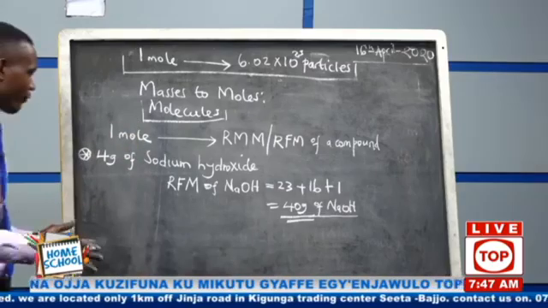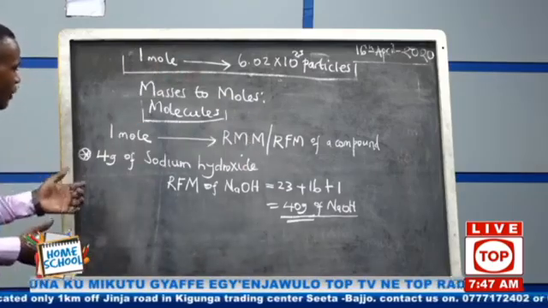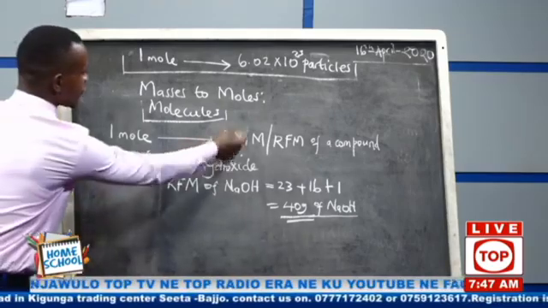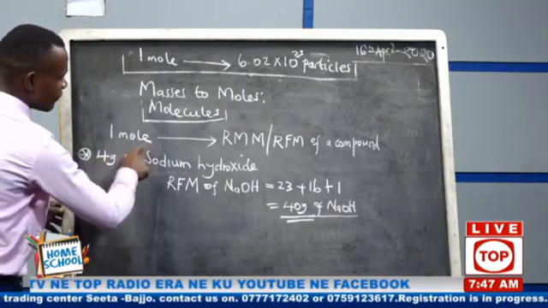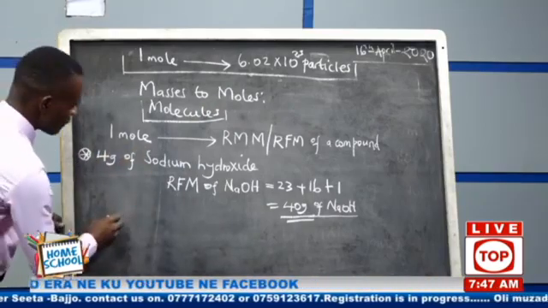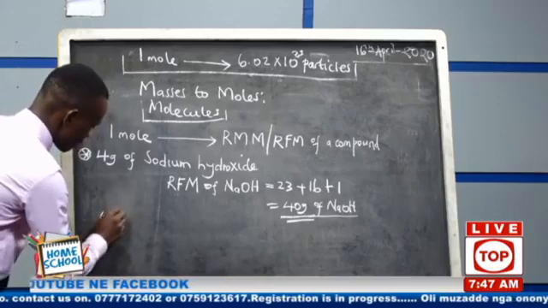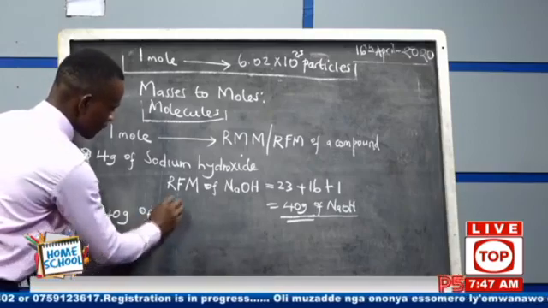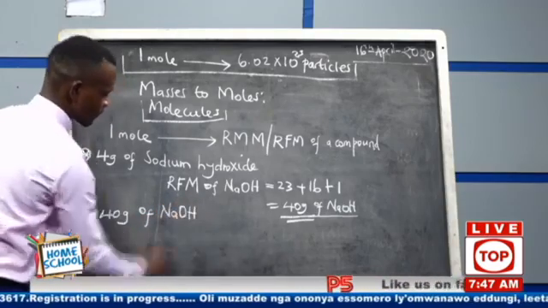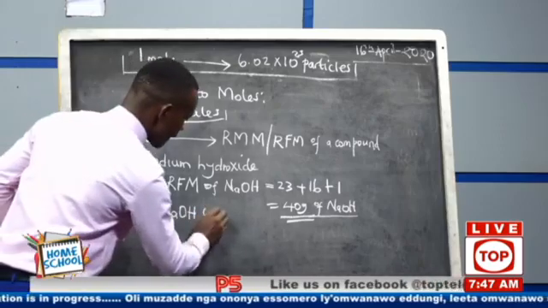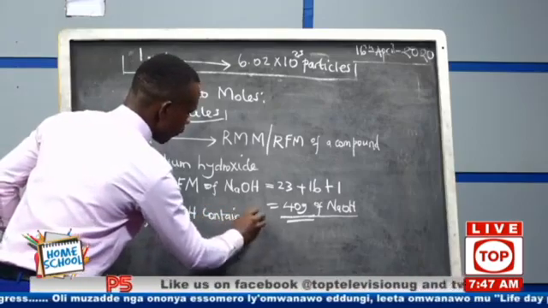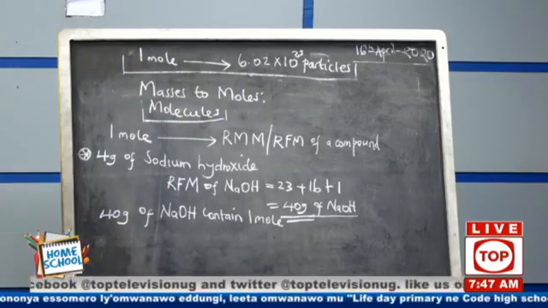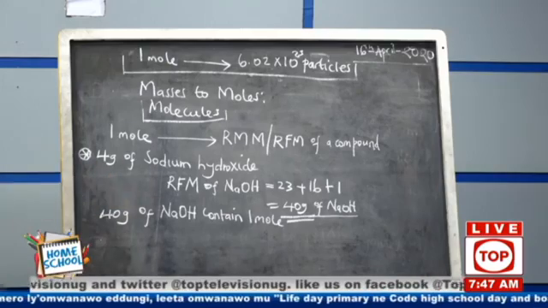What we are calculating for goes on your right, and what you have been given goes to your left. So here we shall put grams first, then we put moles last. We say according to the relative formula mass, there are 40 grams of sodium hydroxide. We say these ones contain 1 mole. 40 grams contain 1 mole.